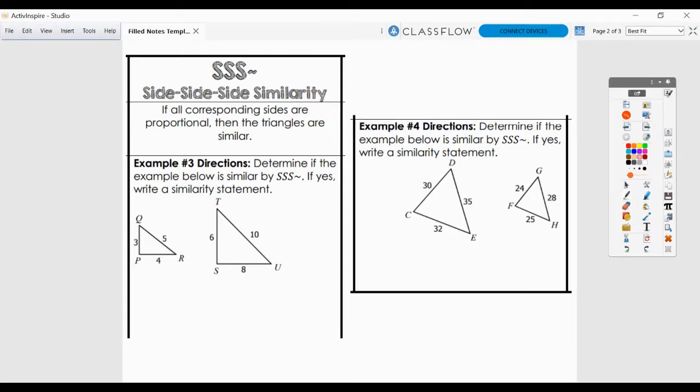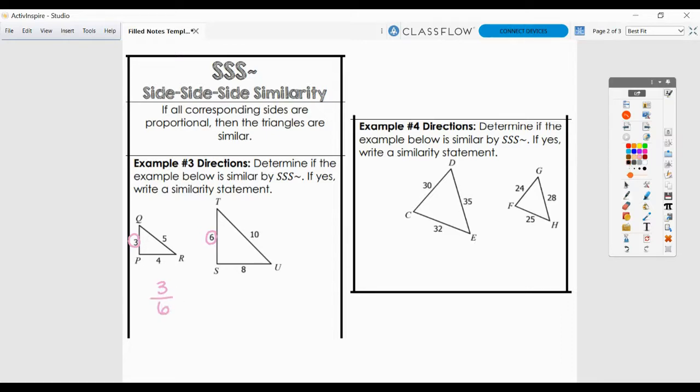So our example 3, we have to determine if the example below is similar by side, side, side similarity. If yes, we write that similarity statement. So we're going to go ahead and take a look. When I talk about corresponding sides, I want to match up my sides. How I do that is I take the smallest number. I'll go ahead and put one symbol around that. I chose a circle. That's going to match up with the smallest side in my second triangle. Well, looking at the numbers, 6 would be it. So my first ratio is 3/6.